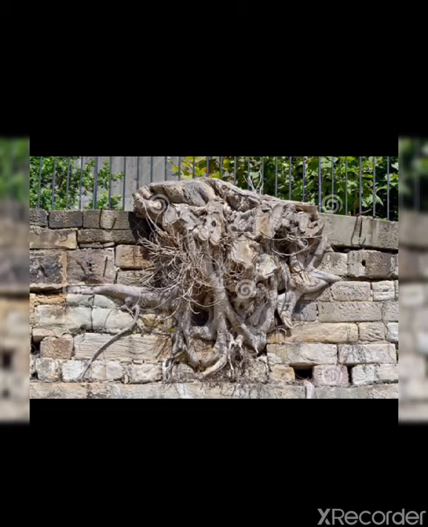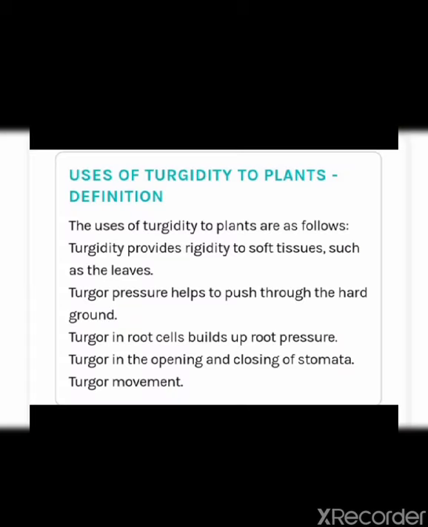This again is due to turgor pressure. Why does it happen? Because turgor pressure makes cells rigid, providing support in the form of a hydrostatic skeleton. Turgor pressure makes root cells strong enough to force their way through hard surfaces such as concrete. Now the third one: turgor in root cells builds up root pressure.